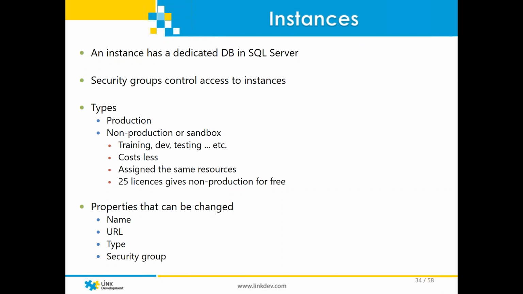So in SQL Server, and actually Microsoft doesn't share databases between users for security purposes. So when you buy a license, you have a dedicated database. The properties that can be changed are name, URL, type, and security group. When you change production to non-production, I think you have to have one production on at all times. I'm not sure, but you can change between them.